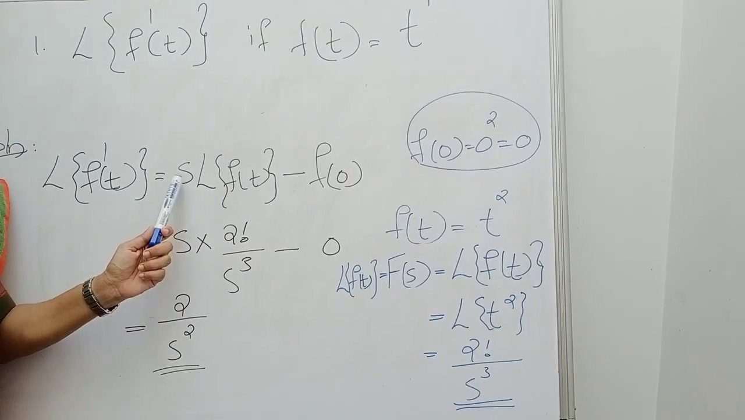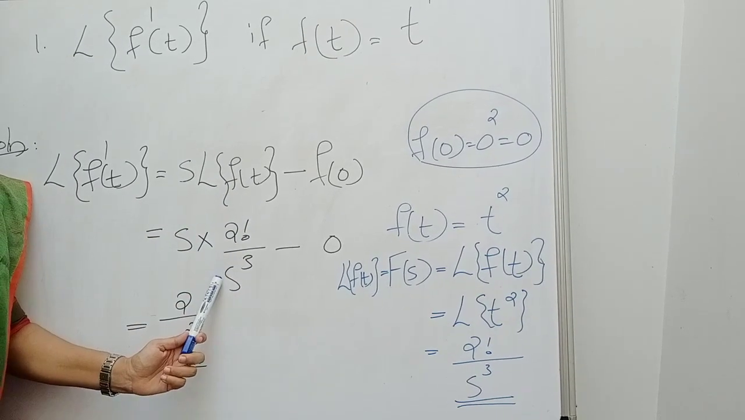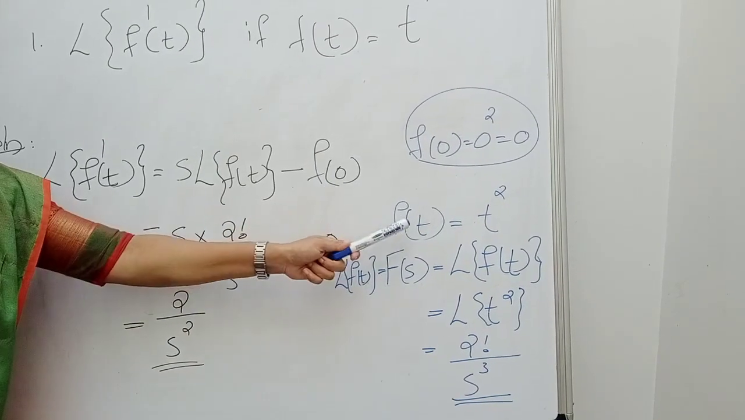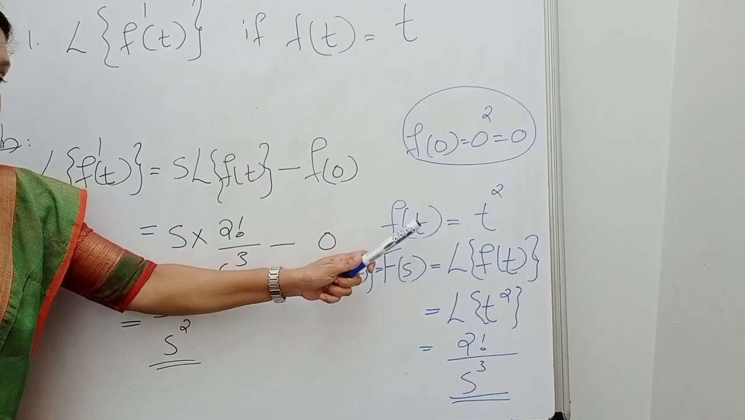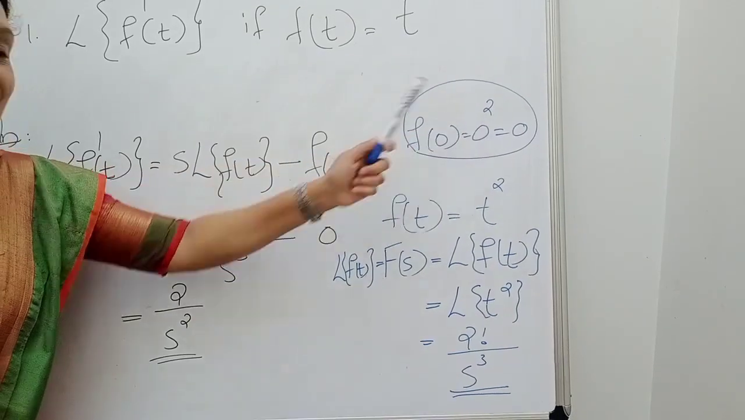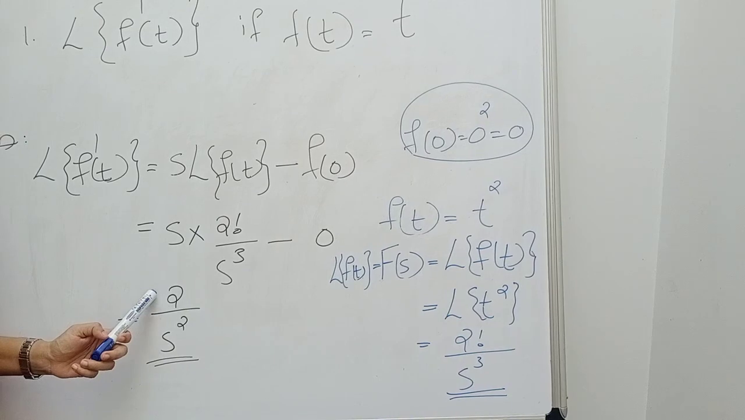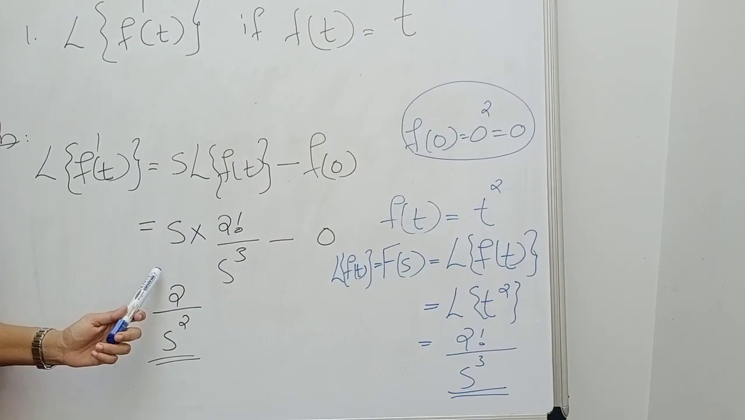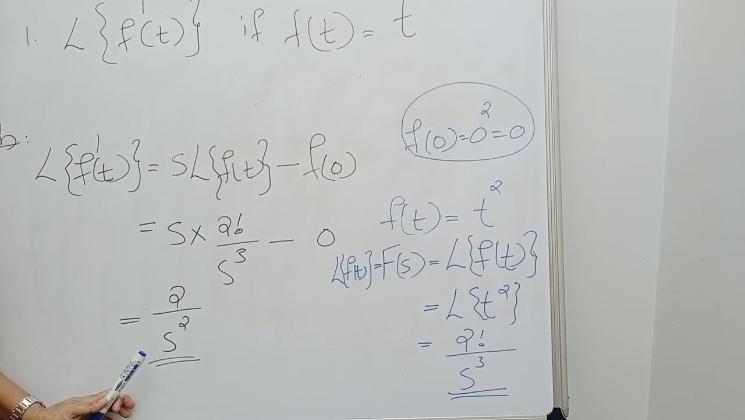So the first term, s into L f of t, is 2 factorial by s cube, minus f0. What is f0? F of t is t square. Therefore, f of 0, you replace t by 0. In the place of t, you put 0. So, 0 square, that is equal to 0. So, second term is 0. Therefore, the total answer is, 1 s gets cancelled, 2 factorial is 2. So, it is 2 by s square. This is the final answer. Okay.